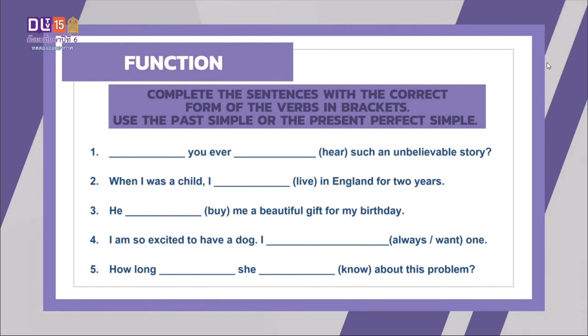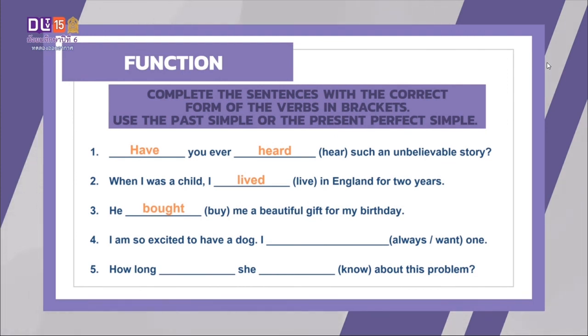Number one, have you ever heard such an unbelievable story? The correct answer, have you ever heard such an unbelievable story? Two, when I was a child, I lived in England for 2 years. Three, he bought me a beautiful gift for my birthday. The correct answer is he bought me a beautiful gift for my birthday.